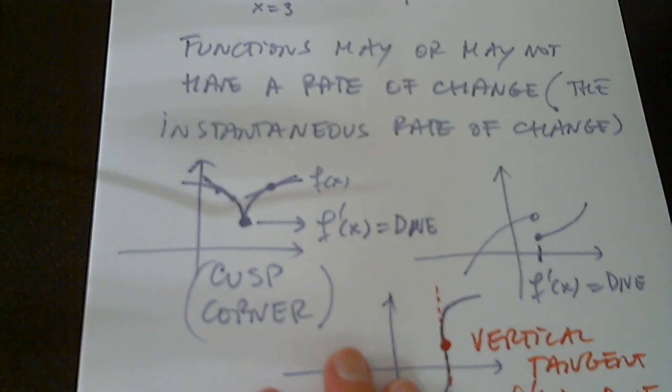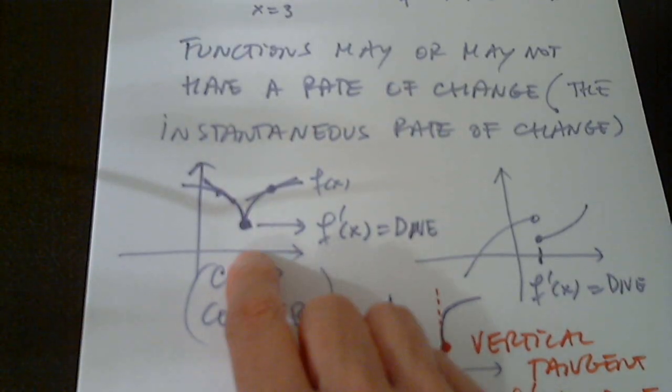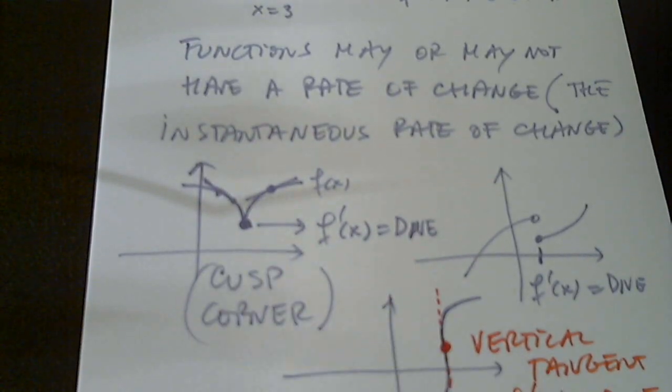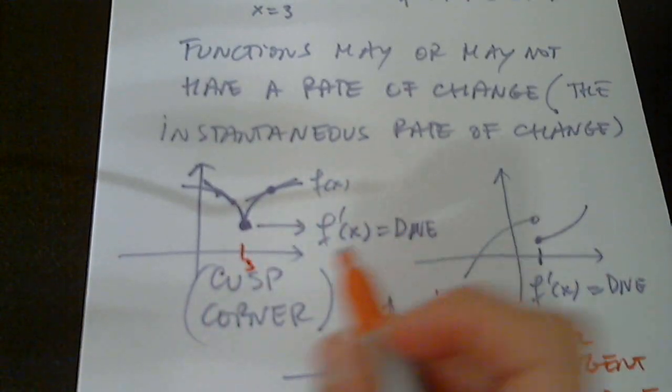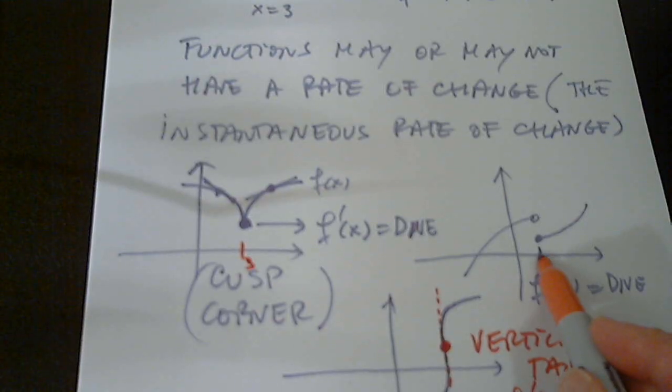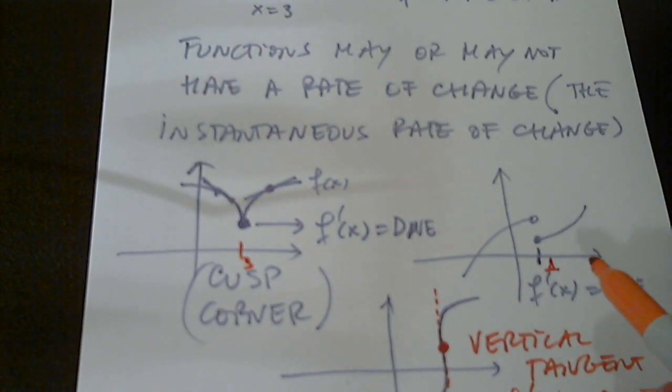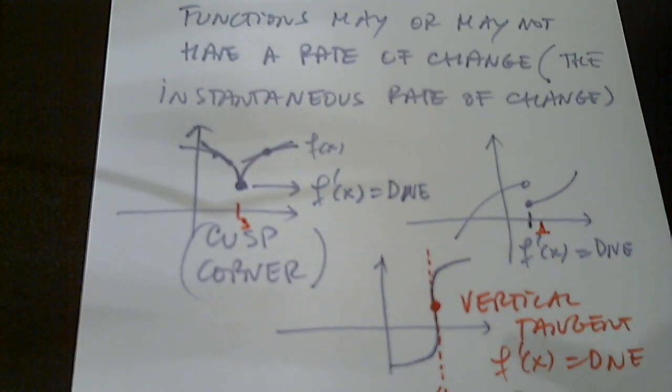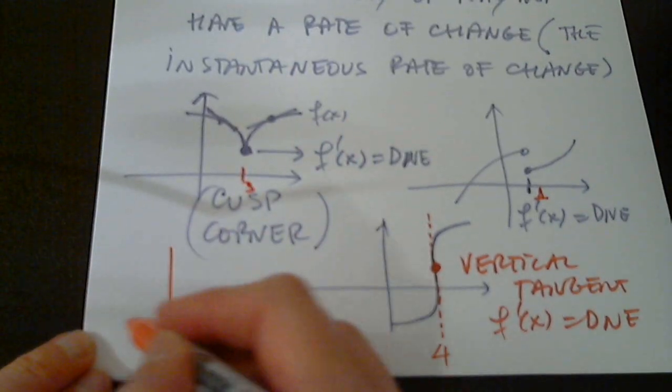So if you ask me to determine the slope, the rate of change here, let's say at 3, I say, sorry, I can't. It doesn't exist. If you ask me, find the rate of change here, let's say at 1, I'll say, sorry, it does not exist. I can't give it to you. If you ask me, find the rate of change of this function at x equals 4, I'm going to say, sorry, it does not exist. I cannot give it to you. Or any other corner. Here's another example for a corner.